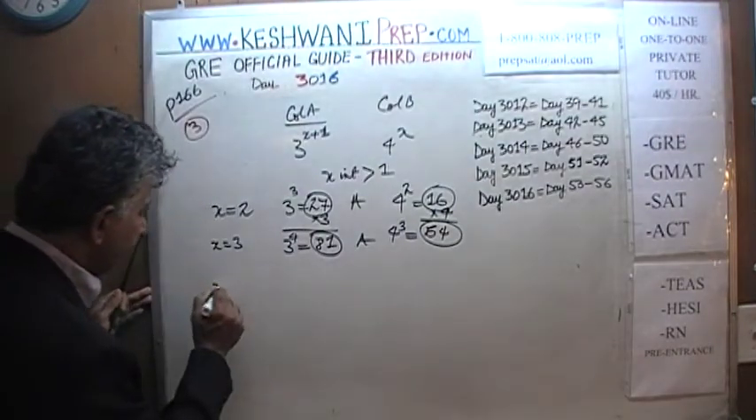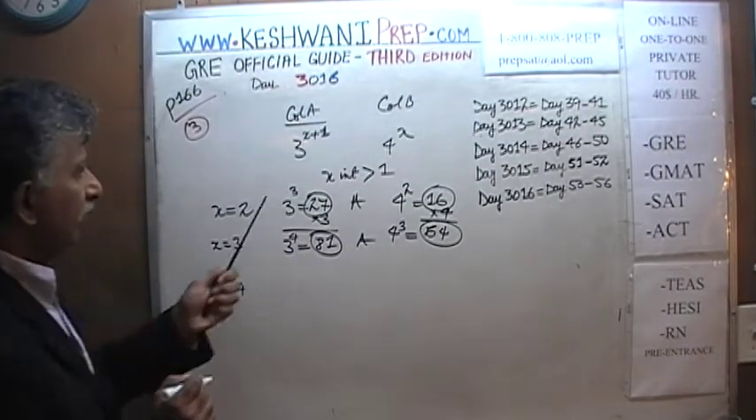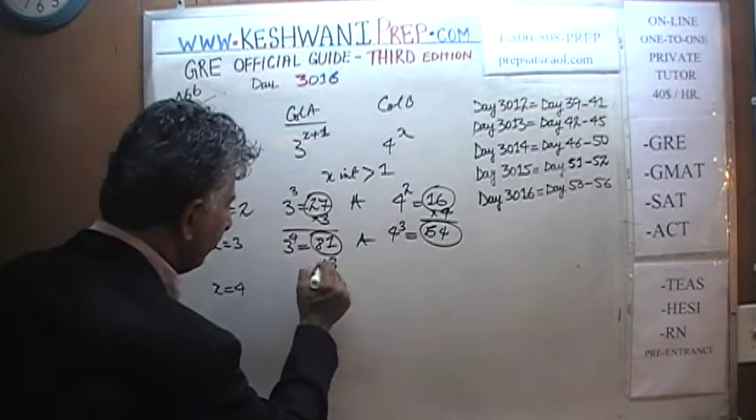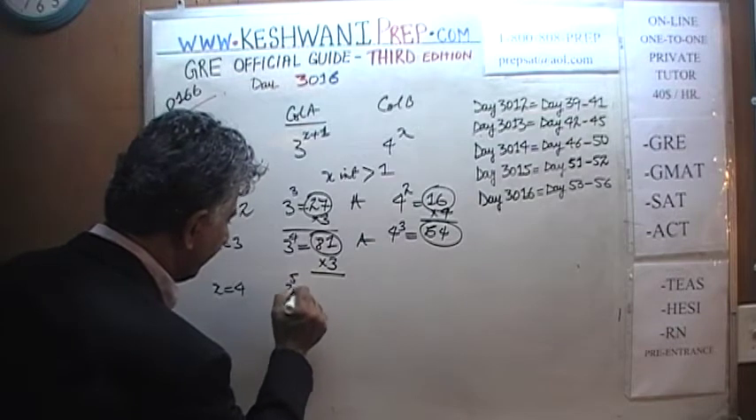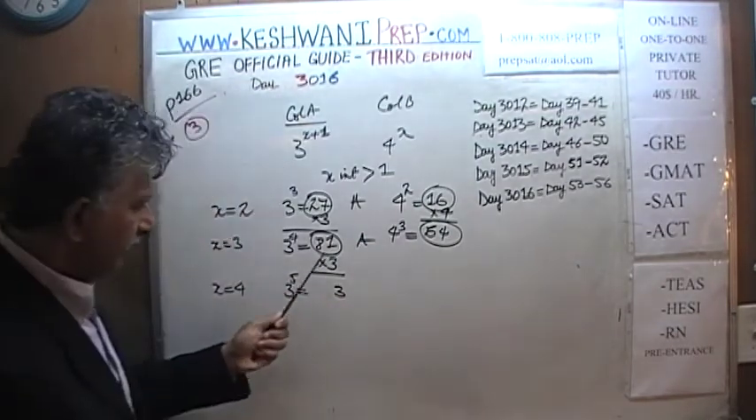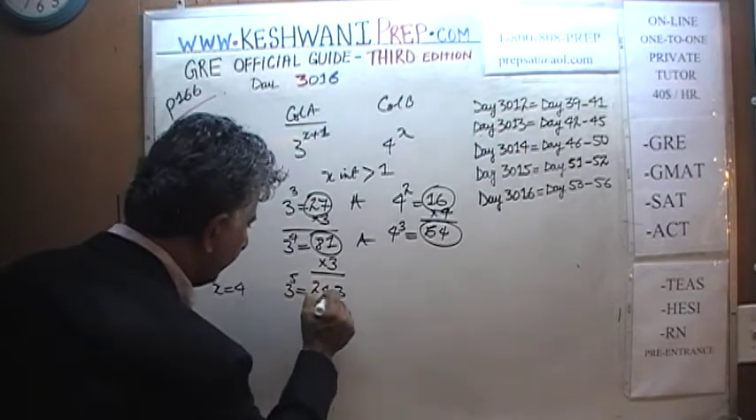So let's make x equal to 4. If x is 4, 4 plus 1 is 5. We're looking for 3 raised to 5, which is going to be 81 times 3. Let's see what that is. 1 times 3 is 3, 8 times 3 is 24, we get 243.